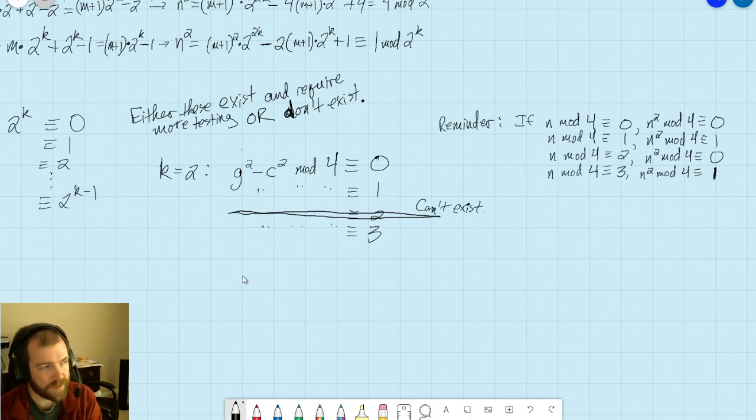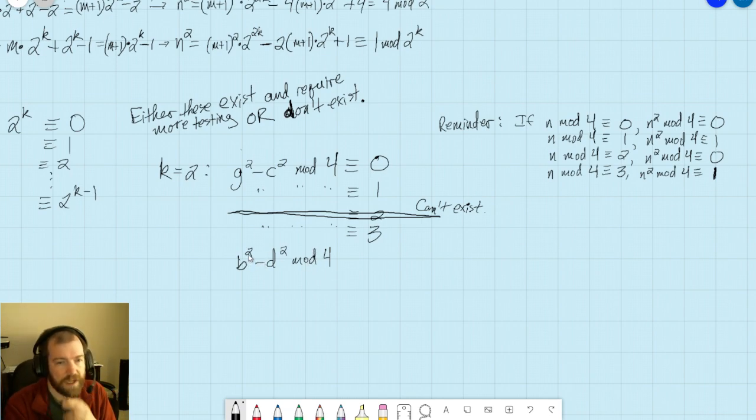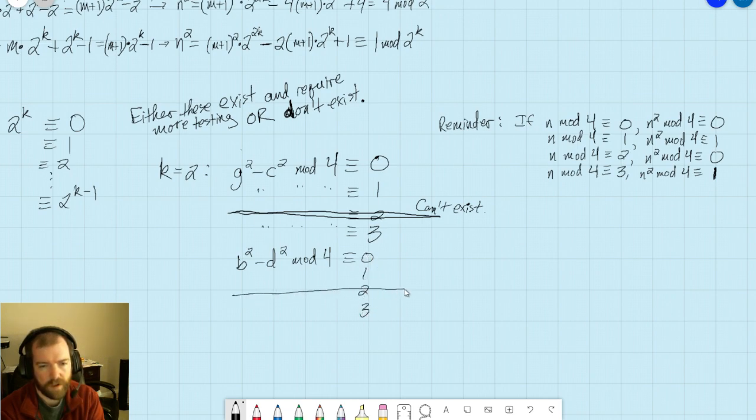All right, so at the same time, we also have b squared minus d squared mod 4, which again, going through the same process, if b and d are any one of 0, 1, 2, or 3 mod 4, then we're going to end up with the same results. So again, b squared minus d squared mod 4 can never be 2.